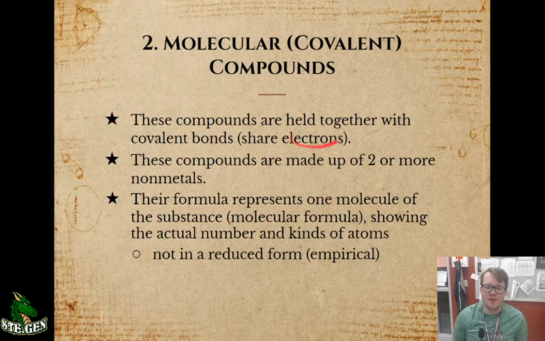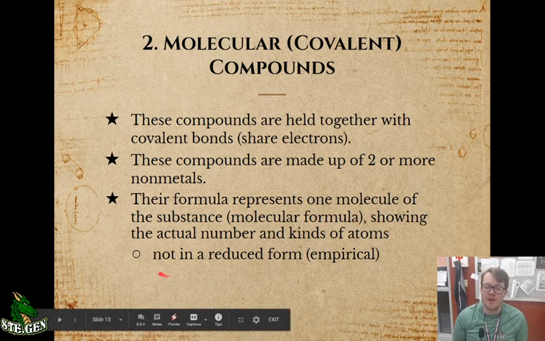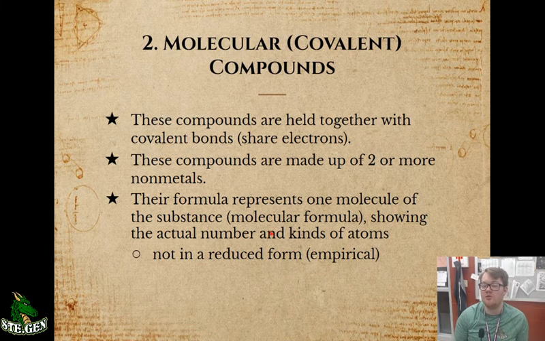These compounds are held together with covalent bonds that share electrons. Remember, covalent are co-owners of valent electrons instead of ionic that are stealing them. And these compounds are made up of two or more nonmetals. For the purpose of this class, they are only going to be made out of two of them. Their formula represents one molecule of the substance, a molecular formula. So they show the actual number and kinds of atoms, meaning they are never, ever reduced. If you know you're dealing with a molecular compound, you do not reduce it.